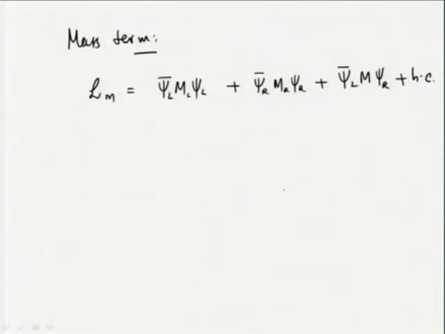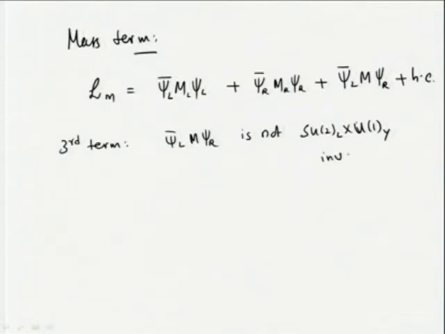Now, the problem with these terms is the following. Let me start with the last term. So, the third term, psi L bar M psi R, is not or cannot be made SU2_L cross U1_Y invariant. Actually, the problem is with SU2_L invariance. That is because the doublet transforms in a particular way, including the SU2 part, and the right-handed wave function field transforms without including any isospin part. So, this will not be conserved, there is no way to cancel that from the phase factors of psi R and psi L bar.